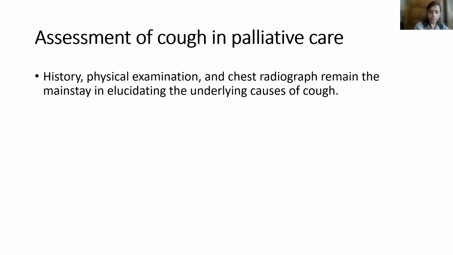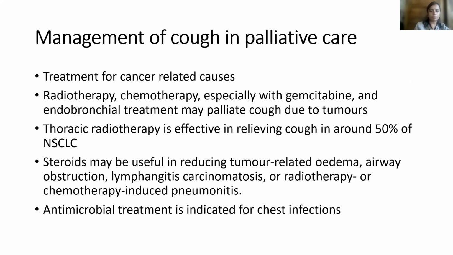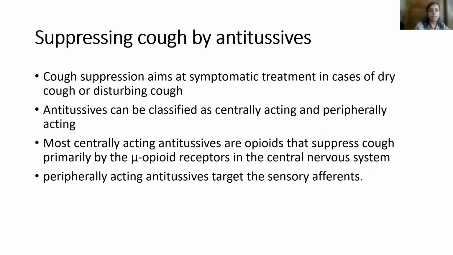How do you assess? Assessment is the same: history, physical examination, and if needed, chest radiographs. And what is the treatment? If it is a tumor compressing the respiratory system, then we need to refer for radiation therapy, or if surgery is feasible, then surgery. If we cannot do any radiation or surgery, then steroids can be given so that the compression is relieved. And if it is due to infection related to aspiration, then we need to give antibiotics.